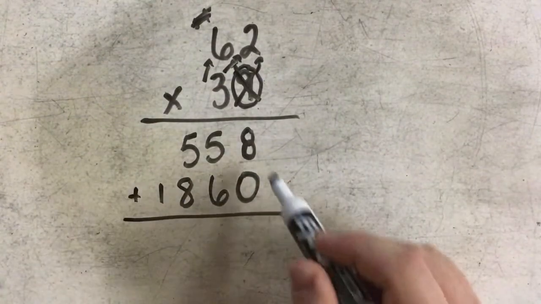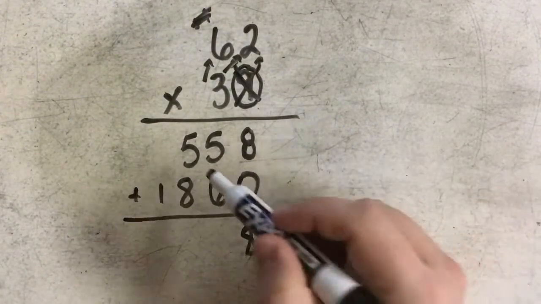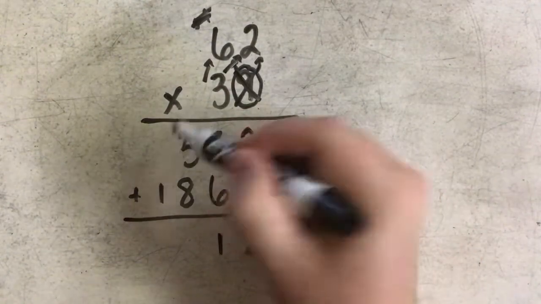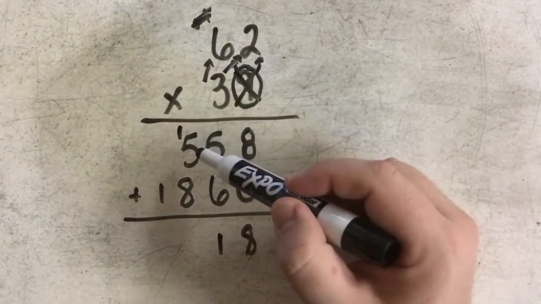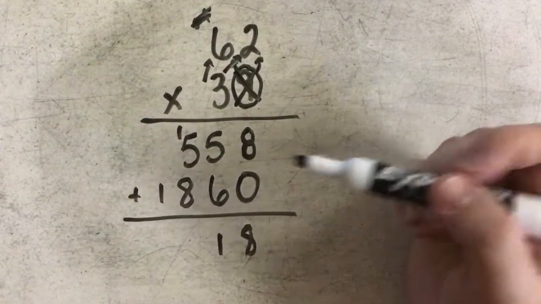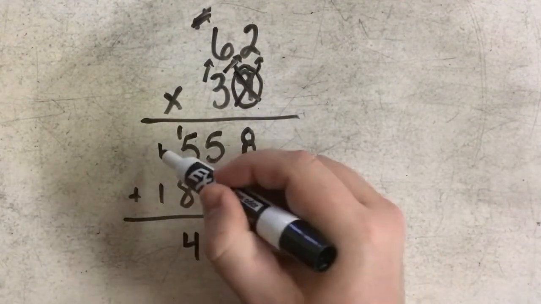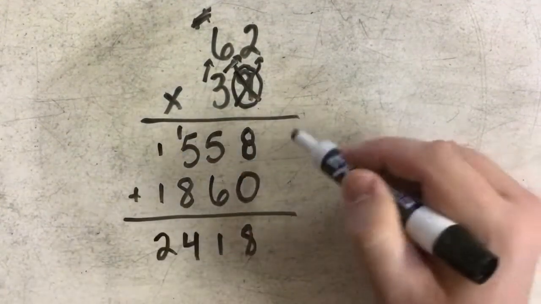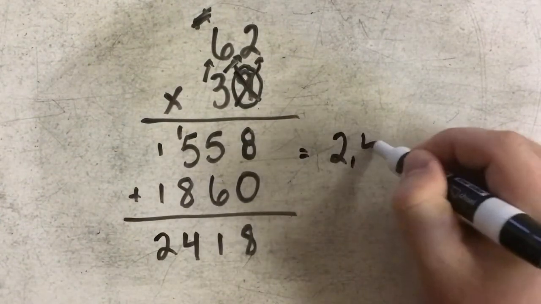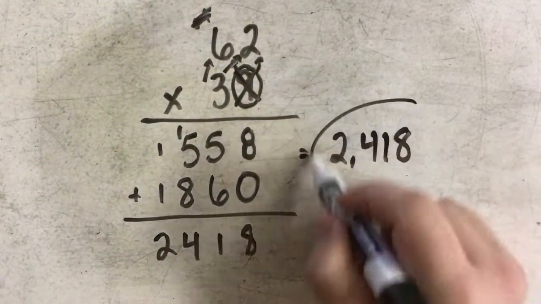I'm going to add these two together. 8 plus 0 is 8. 5 plus 6 is 11. 1 plus 5 is 6. Plus 8 is 14. And 1 plus 1 is 2. So my final answer would be 2,418.